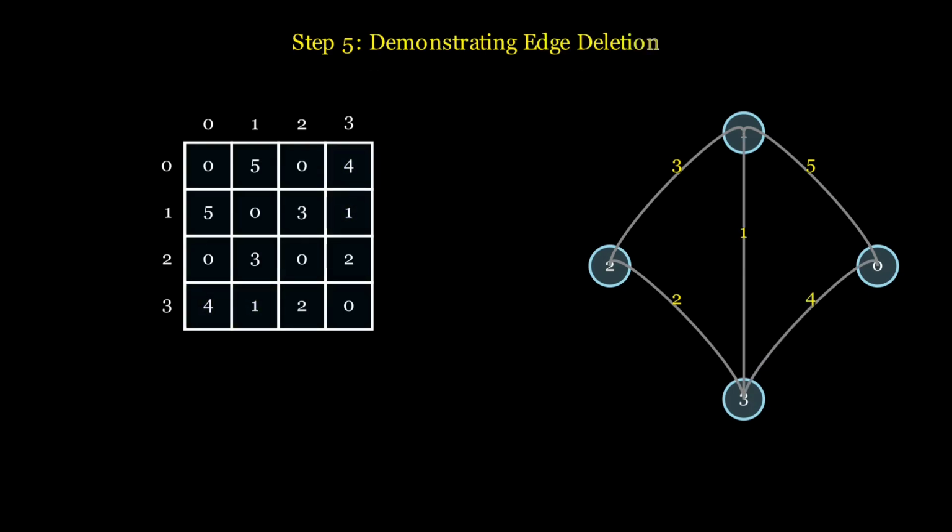Now let's demonstrate how to delete an edge. We will remove the edge between node 1 and 3. When we do this, we will set both matrix[1][3] and matrix[3][1] back to 0. This shows there is no longer a connection between these nodes.